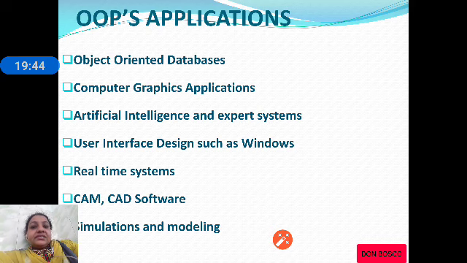Artificial intelligence. Artificial intelligence is something like a system which thinks like a human being. To develop such artificial intelligence systems, object oriented concepts are used. Object oriented concepts are also used to design windows like menus, dialog boxes, icons, etc.